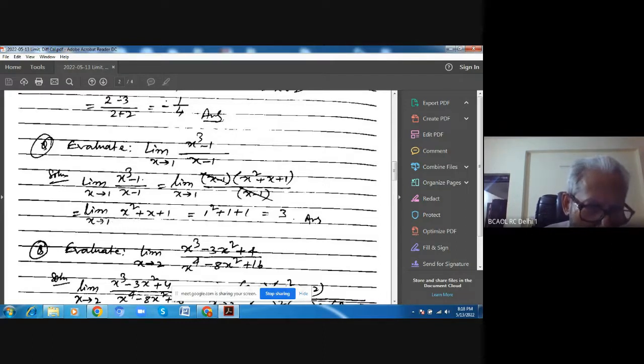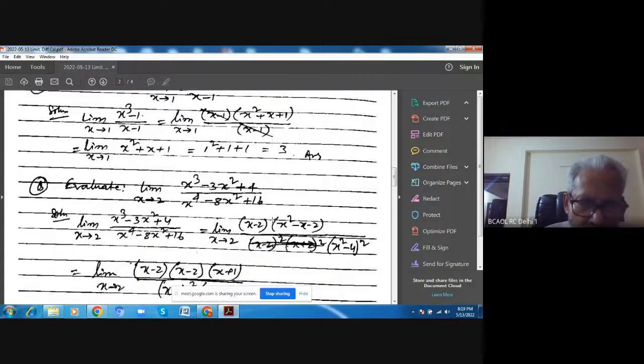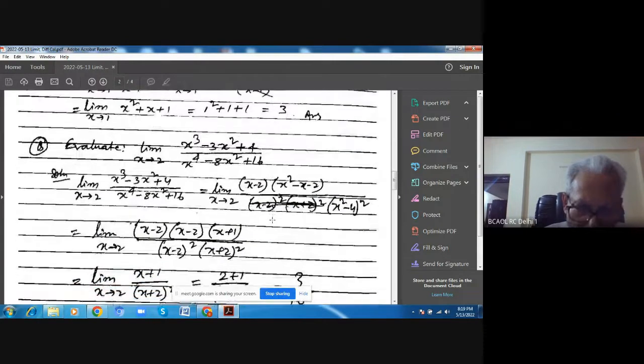Then you remove the limit. Remove the limit means you are now applying the limit. You are now applying the limit, the value x is equal to 1, you can put it here and get the result. So this is your answer. See another one. Evaluate the limit.